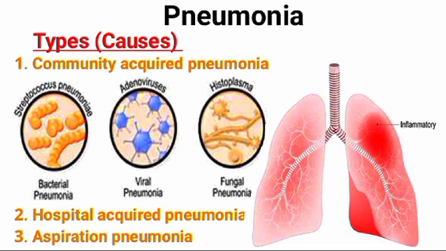The third type is aspiration pneumonia. Aspiration is when solid food, liquids, or vomit go down your trachea, which is also called the windpipe, into your lungs. If you cannot cough these up, your lungs can get infected.